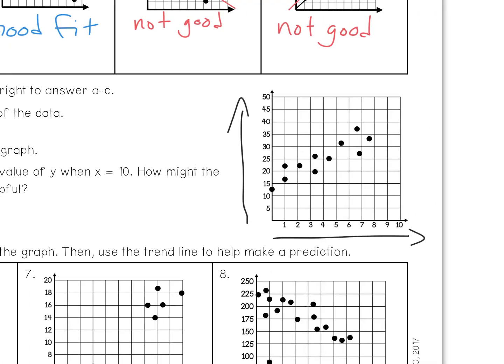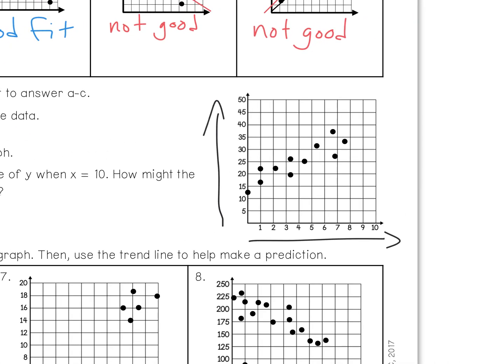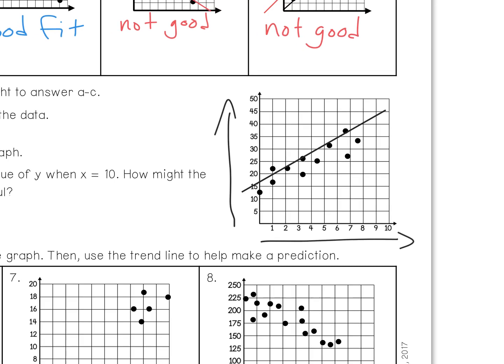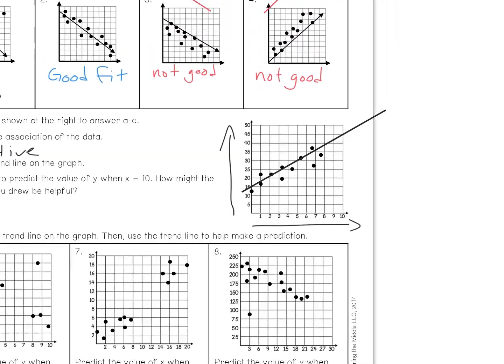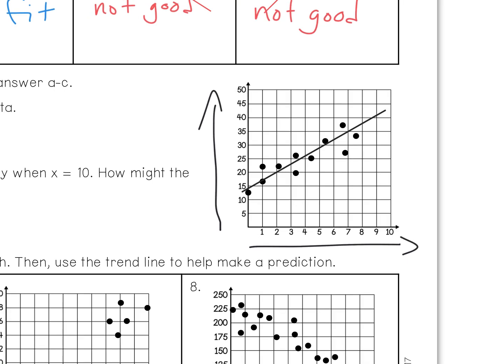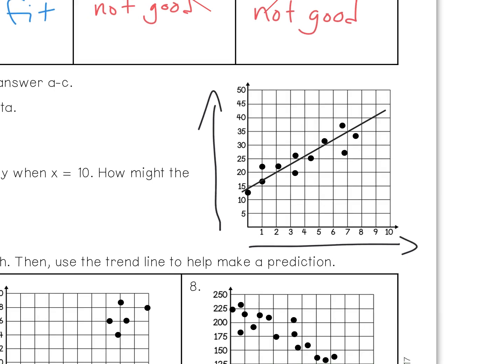Okay, it says sketch a trend line. So where do you think the trend line should start? Okay, you want to start it at 13, okay? And then should it kind of go up and to the right or down and to the left? Up and to the right. Okay, something like that. Now, I have no way of drawing it perfectly.